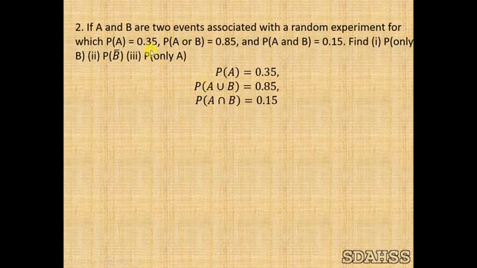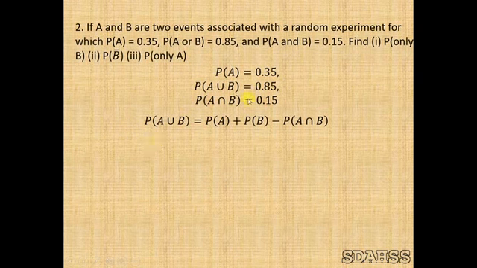P of A is equal to 0.35. P of A or B means P of A union B. Or means union. P of A union B is equal to 0.85. P of A and B, and means intersection. P of A intersection B is equal to 0.15.